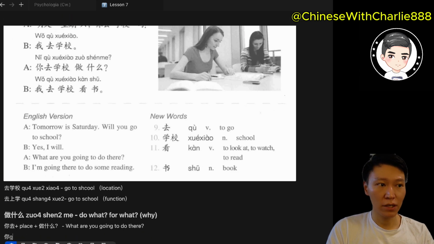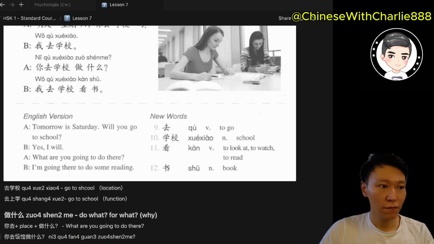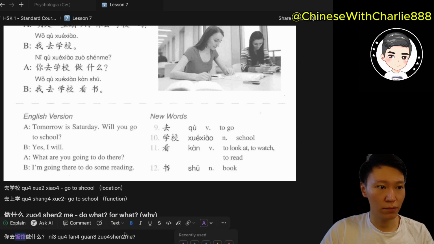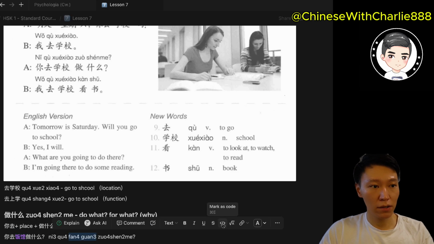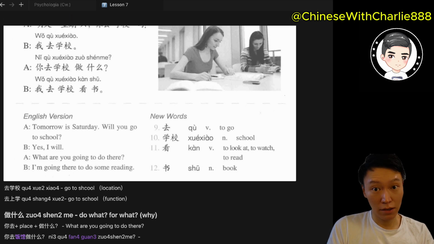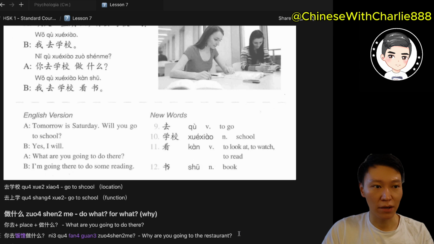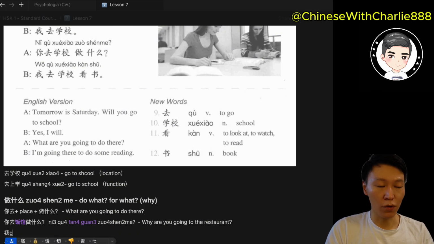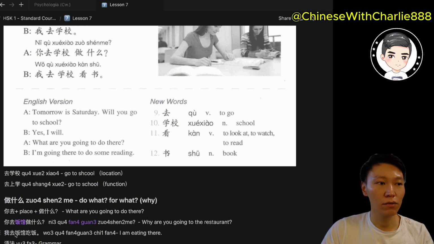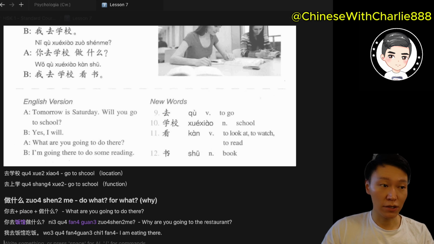For example, 你去饭馆做什么? If you don't know 饭馆, it means restaurant. I will mark it purple. 饭馆, restaurant. So the sentence means why are you going to the restaurant? Or you can say you're going to the restaurant doing what? What are you going to do in the restaurant? Then you can answer 我去饭馆吃饭. So I'm going to the restaurant to eat. I'm eating there. Alright, I will just translate like this. 我去饭馆吃饭. Okay. Another example.